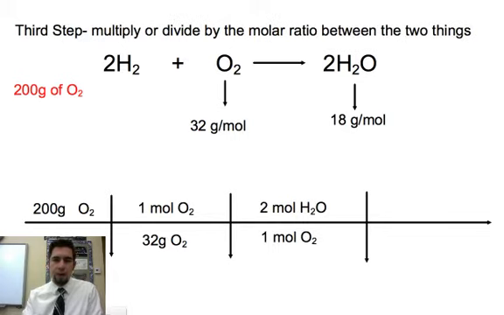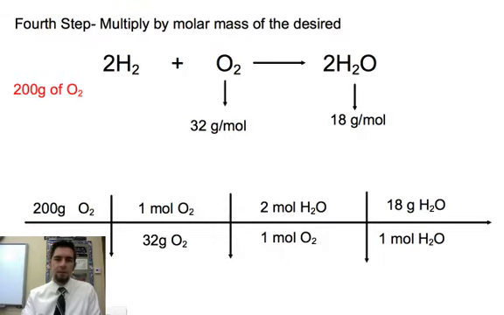I'm going to multiply or divide by the molar ratio between the 2 things in question. In this case, by our equation, it is 1 mole of oxygen for every 2 moles of H2O. Notice how the mole of oxygen is on the bottom. That is because it is diagonal to what we want to get rid of. Alright. Fourth step, multiply by the molar mass of the desired. The desired is H2O, and its molar mass is 18 grams per 1 mole. Notice how I have 1 mole of H2O on the bottom and 18 grams of H2O on top.